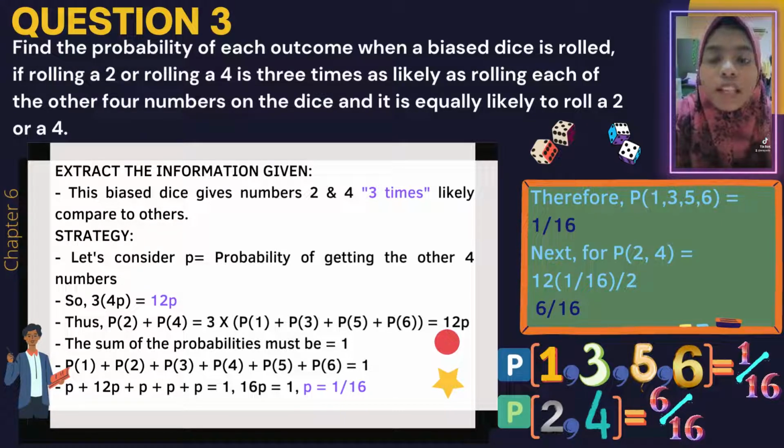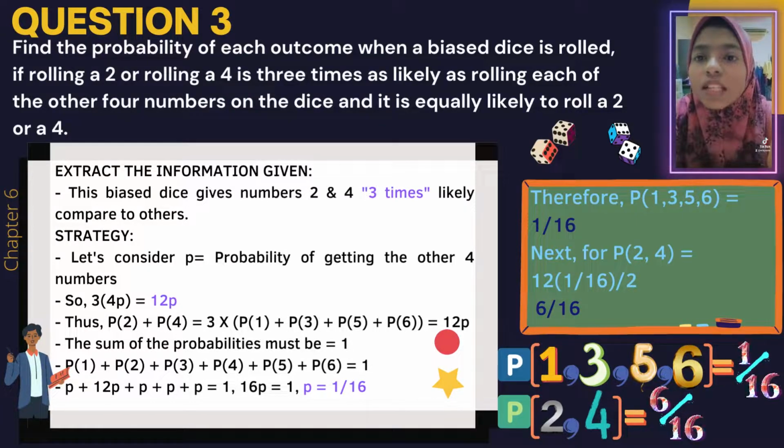So the probability of getting number 1, 3, 5 or 6 equals 1 per 16. For numbers 2 and 4 together, we get 12 per 16, so each is 6 per 16. So the final answer: P1 is 1 over 16, P2 is 6 over 16, P3 is 1 over 16, P4 is 6 over 16, P5 is 1 over 16, and lastly P6 is 1 over 16.